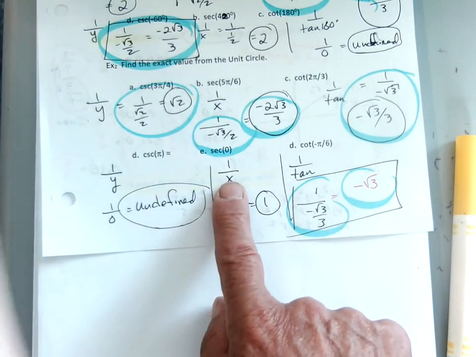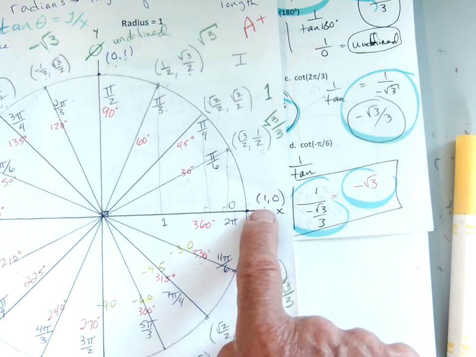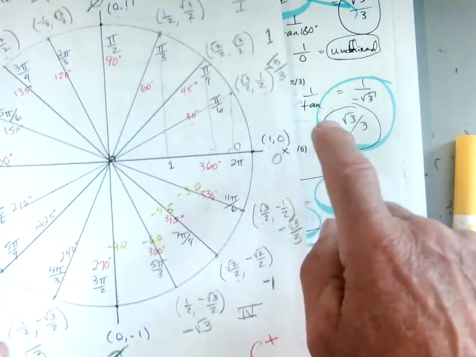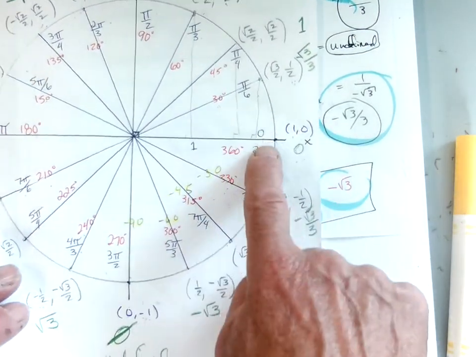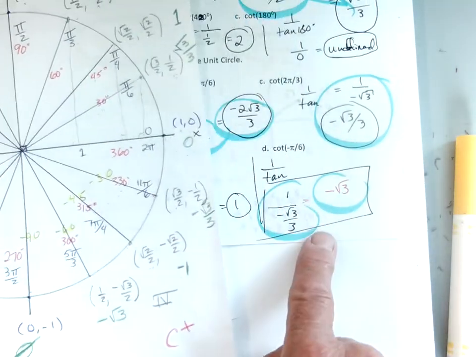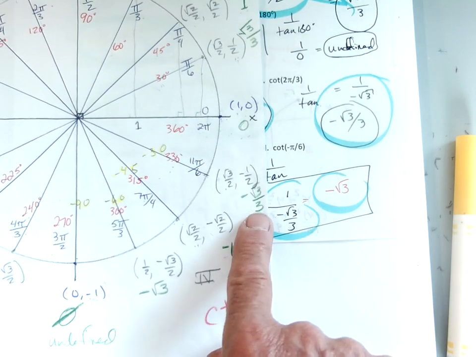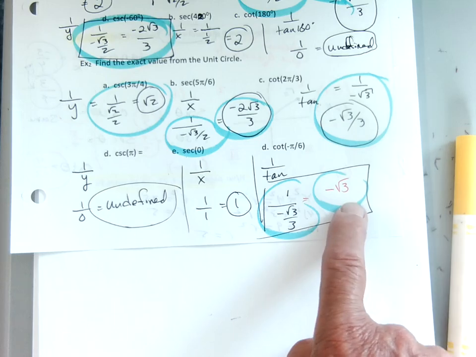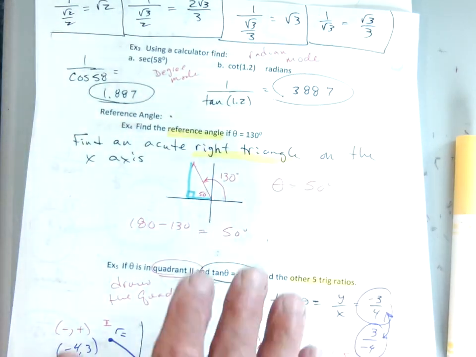Secant of 0, 1 over x. So you go to 0. 1 over the x is 1 over 1, which is 1. Cotangent of negative pi 6, which is right here, because the pi 6 is here. Negative pi 6 is here. 1 over the tangent value, 1 over the negative square root of 3 over 3 becomes just negative square root of 3, okay? The back side, we looked at using a calculator.